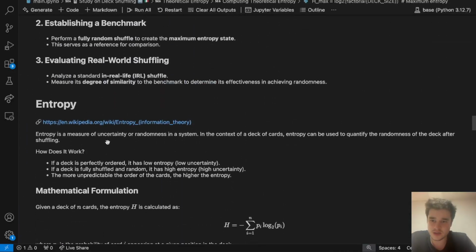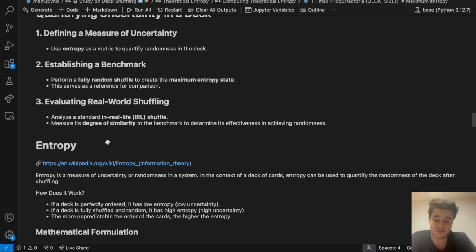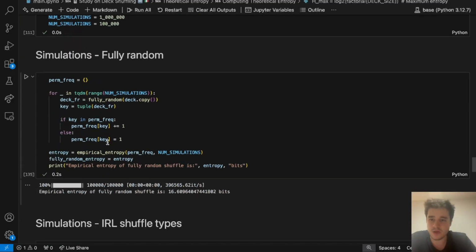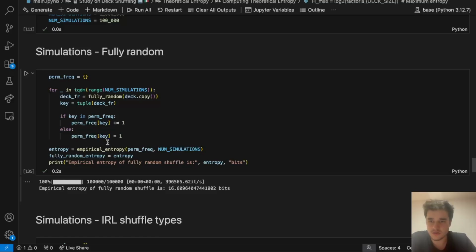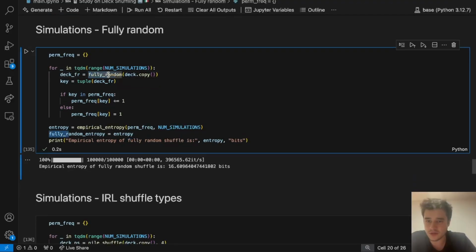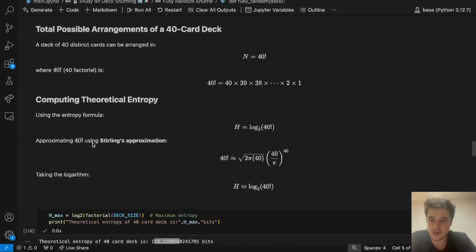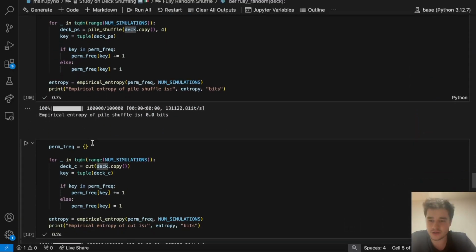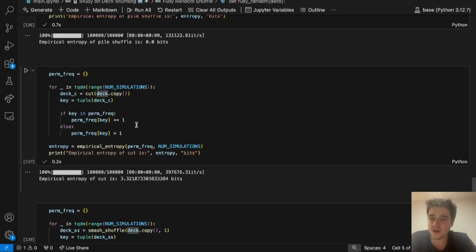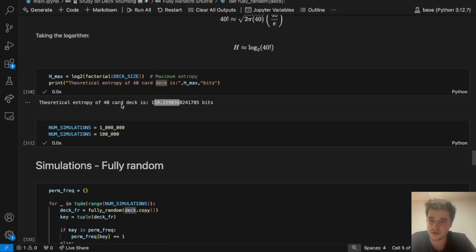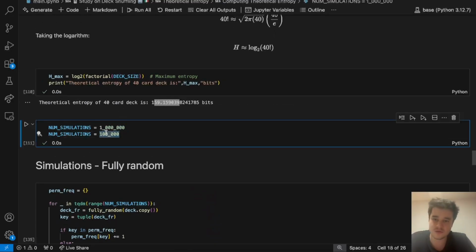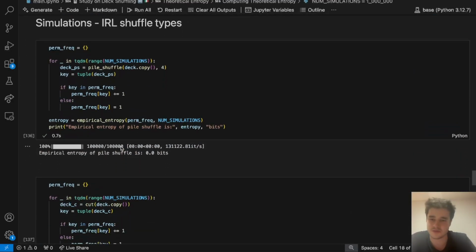So going back to this, we decided to use entropy as a benchmark for randomness, and then we basically run simulations. So the simulation on fully random, you'll see this function, we defined it before. It's basically the random shuffle given to us by the computer. But then we go and use other techniques, right? So for example, for a cut, for the number of simulations we have here 100,000. We also used a million before, but the numbers are very similar.